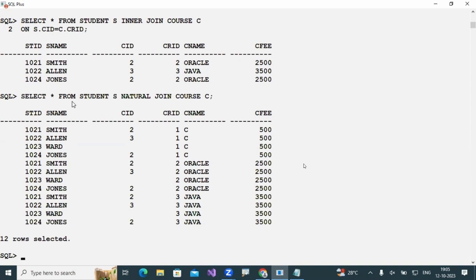So that means if I want to implement a natural join, I must maintain a common column name. Otherwise, natural join will not work. Is it working or not working? Not working. Let's see. Again, I want to change my column name.